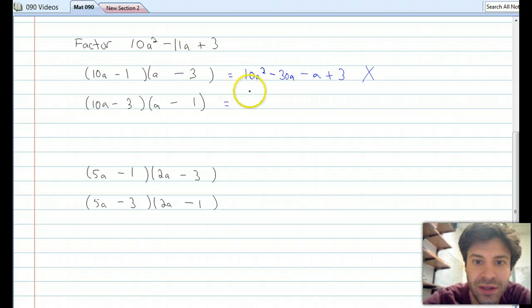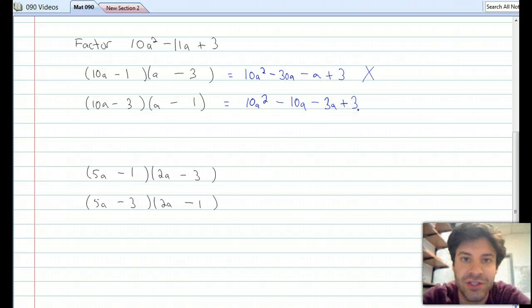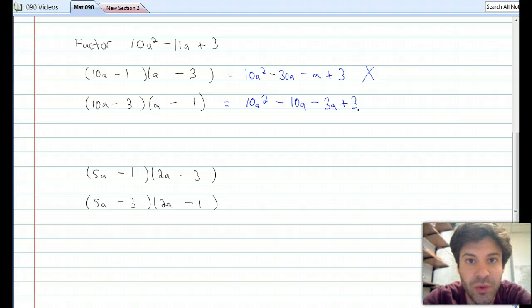Our second option is 10a squared. Outer two terms give you a minus 10a. The inner two terms give you a minus 3a. And the last term, of course, gives you a plus 3, but that's not going to work either because the minus 10a and the minus 3a don't add up to negative 11a.